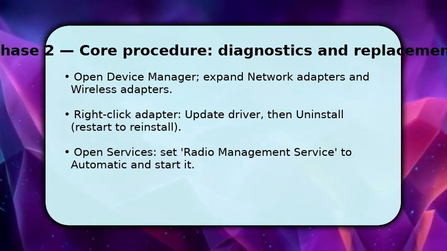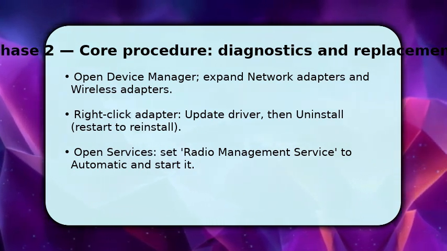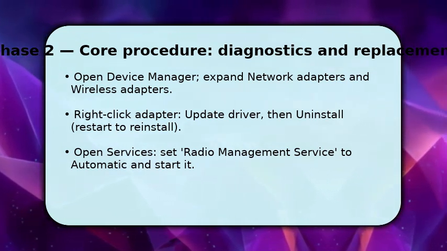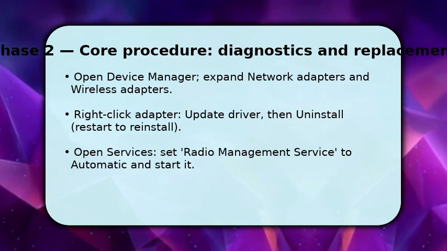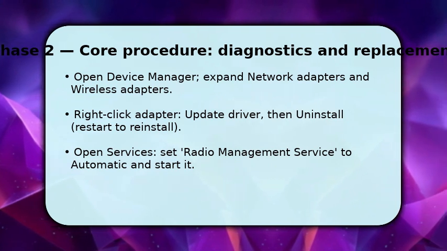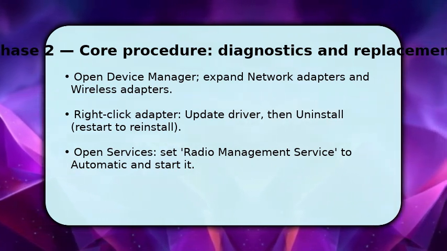Then open Services.msc, locate Radio Management Service, set its startup type to automatic, and start it. This service manages the OS radio state. Make sure the adapter power settings do not let Windows turn the device off. Once set, test the settings toggle.